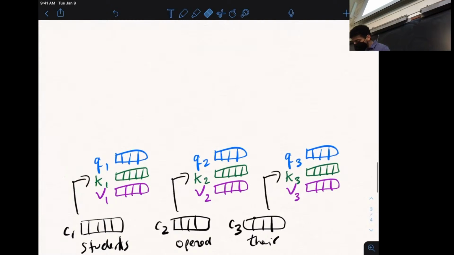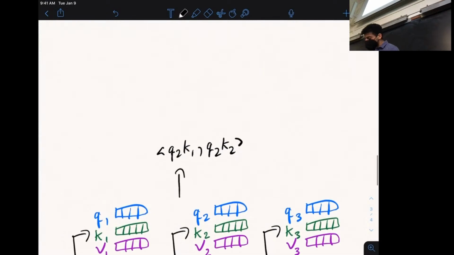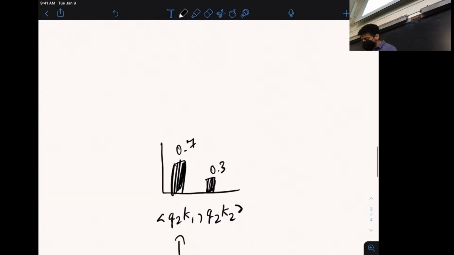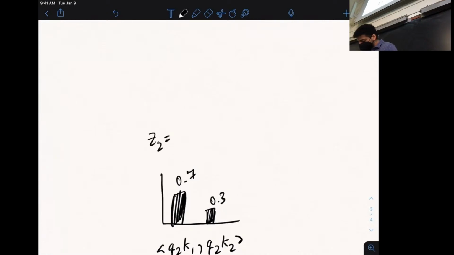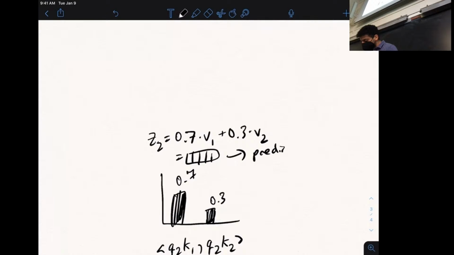Okay, so at the second time step, what am I going to be computing? Q sub 2, K sub 1, and Q2, K2, right? So I have just two scores here. Maybe I have 0.7 and 0.3, and my Z sub 2 is going to be 0.7 times V1 plus 0.3 times V2, and then I get some vector, and I'm going to predict there.